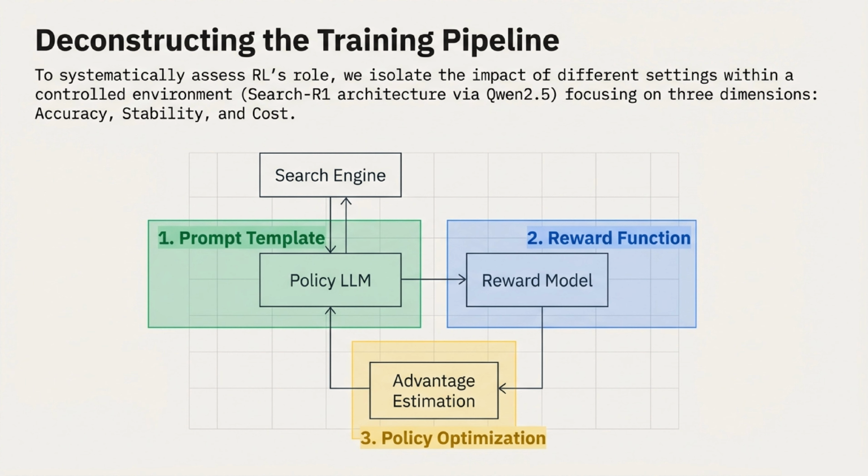To solve this, we need to deconstruct the training pipeline. To systematically assess RL's true role, we need to isolate the impact of different settings within a controlled environment. Using the Search R1 architecture via Qwen 2.5, we're going to focus on three main dimensions: the prompt template, the reward function, and policy optimization.